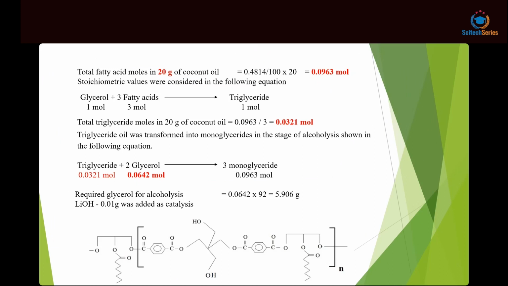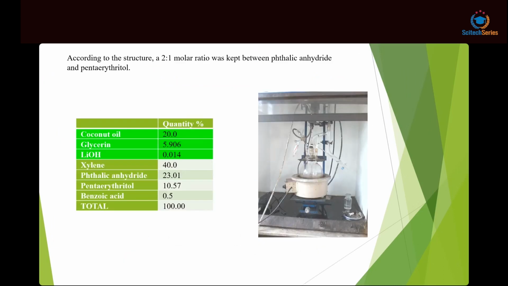Right. Next slide. Lithium hydroxide I used as the catalyst of this reaction. Right, here is the reactor. You can see the color photograph of the reactor I have worked with. Here is the formula of the bio-based polymer I have made: coconut oil 20, glycerine 5.9, lithium hydroxide, xylene, phthalic anhydride, pentaerythritol, and benzoic acid. Right.